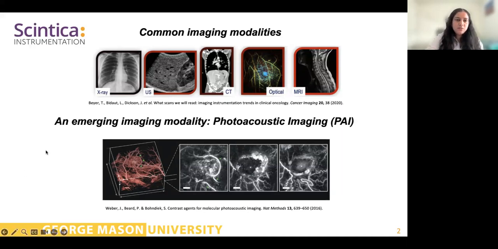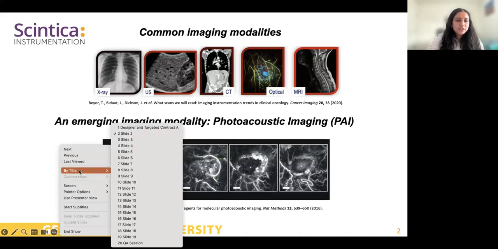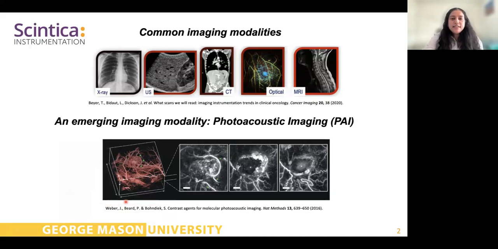What photoacoustic imaging brings to the market is functional and molecular imaging. As you can see in this example by Weber, you can see the extent of vascularization in these pictures, or angiogenesis. These are some of the capabilities that photoacoustic imaging currently offers. It is a near imaging modality and is being used a lot and developed in preclinical settings. This is the imaging that we'll be talking about today, and a contrast agent development for PAI.